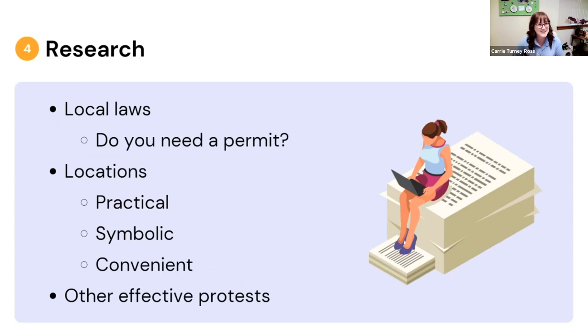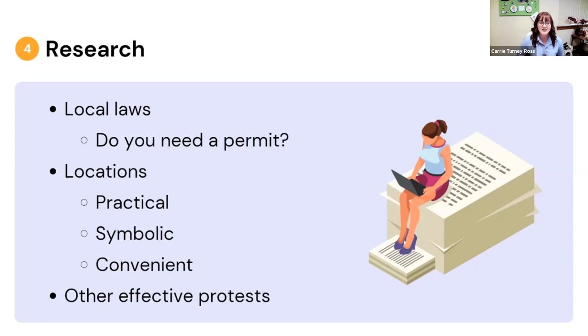Then you want to do research, research, research. Look into your local laws. Do you need a permit to protest? Every city, every township is going to be different. And what they require might be different. So it's very important to contact your city officials, find out if you need that permit, so that you're doing everything correctly and making sure that your protest won't be shut down before it can actually make some noise.